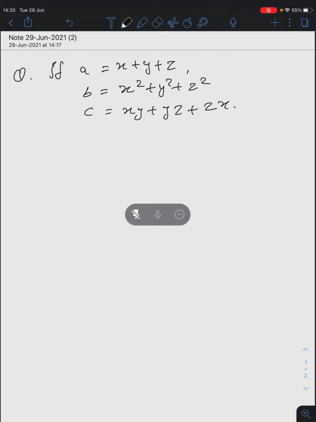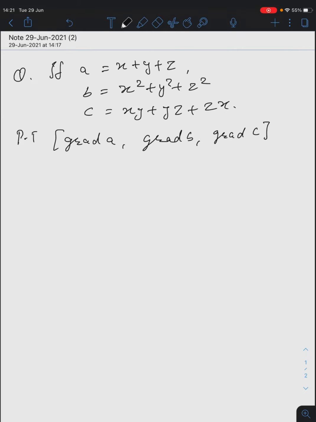Plus zx. As you can see, these are all scalar functions. Now you have to prove that gradient A, gradient B, gradient C is equal to something. Actually, you need to prove it, but I'm not giving the value here. I want you to calculate this thing. If I write a vector in this manner, what does this mean? How will you solve it?